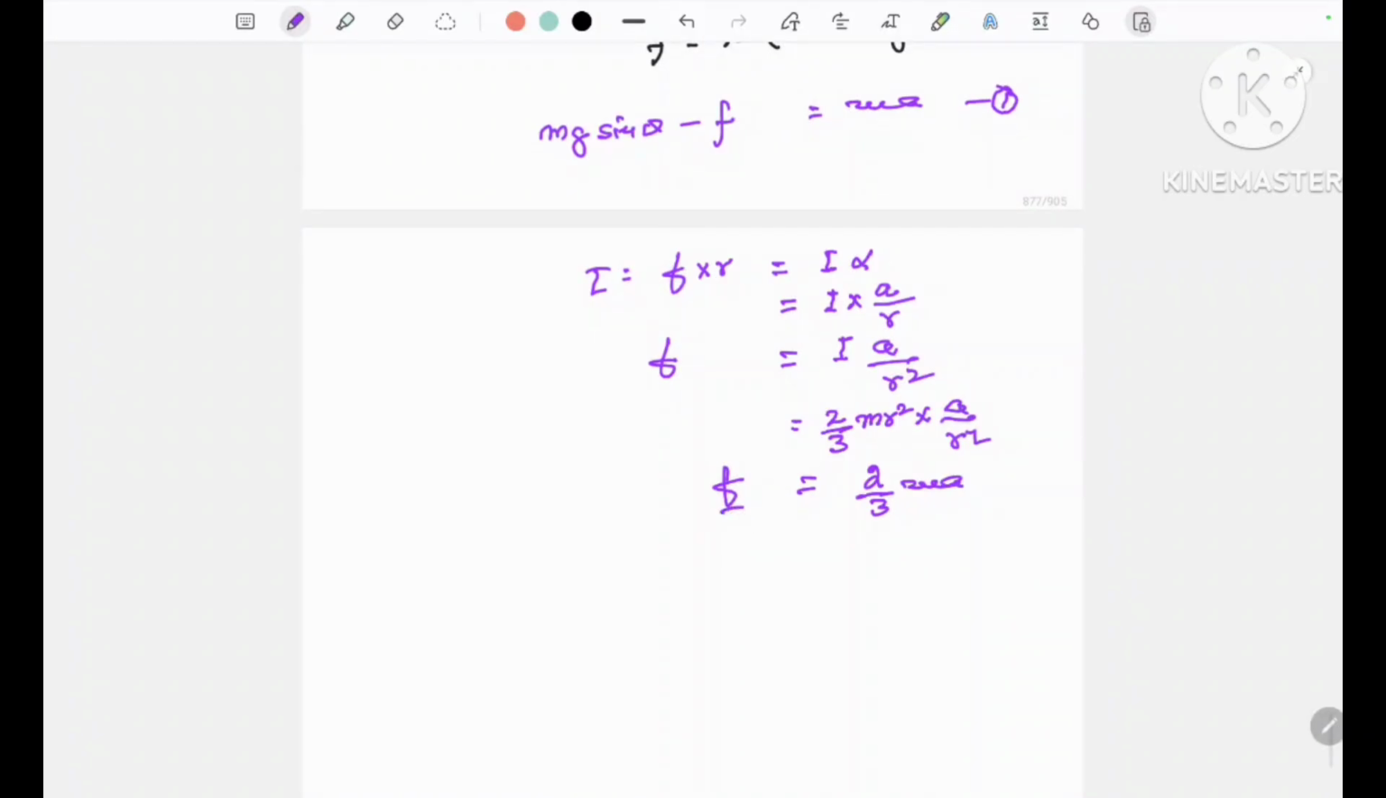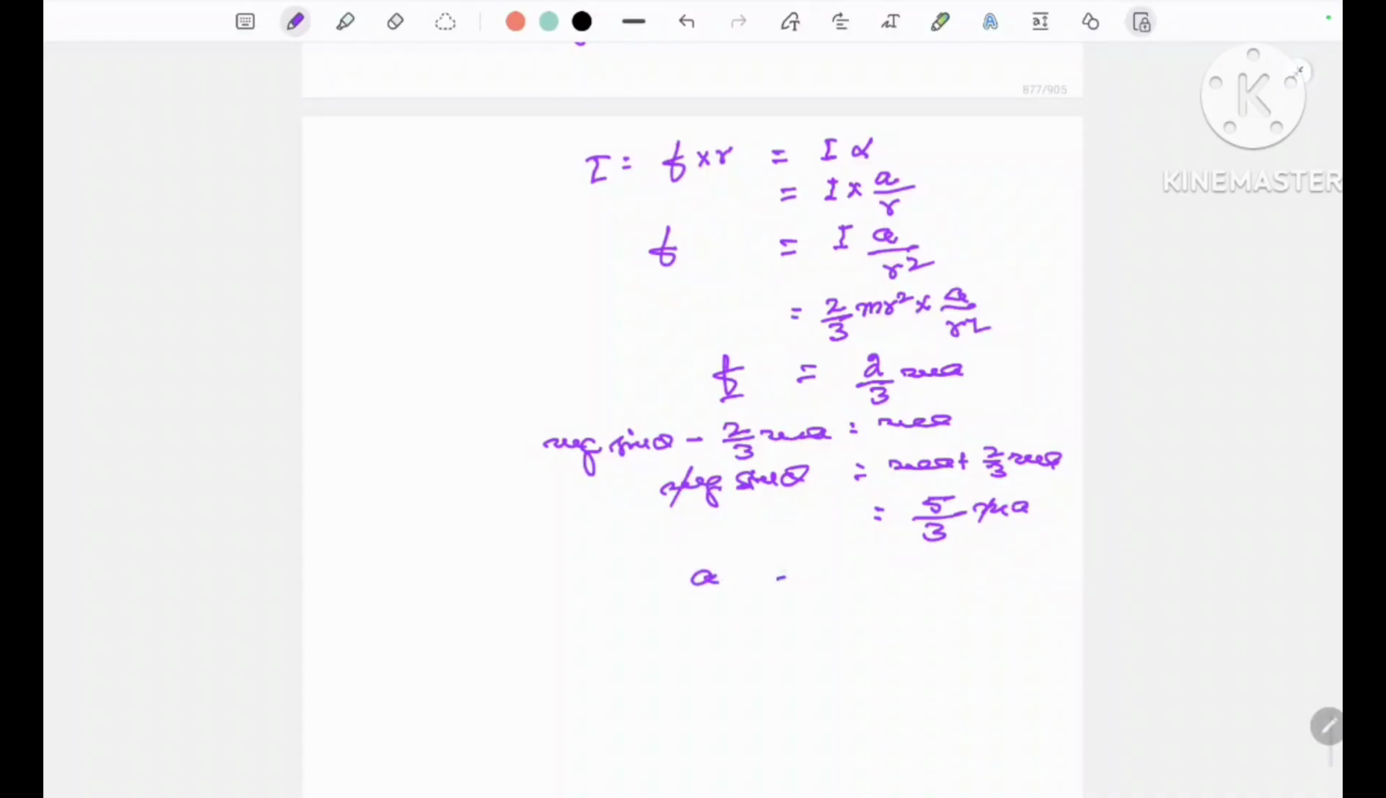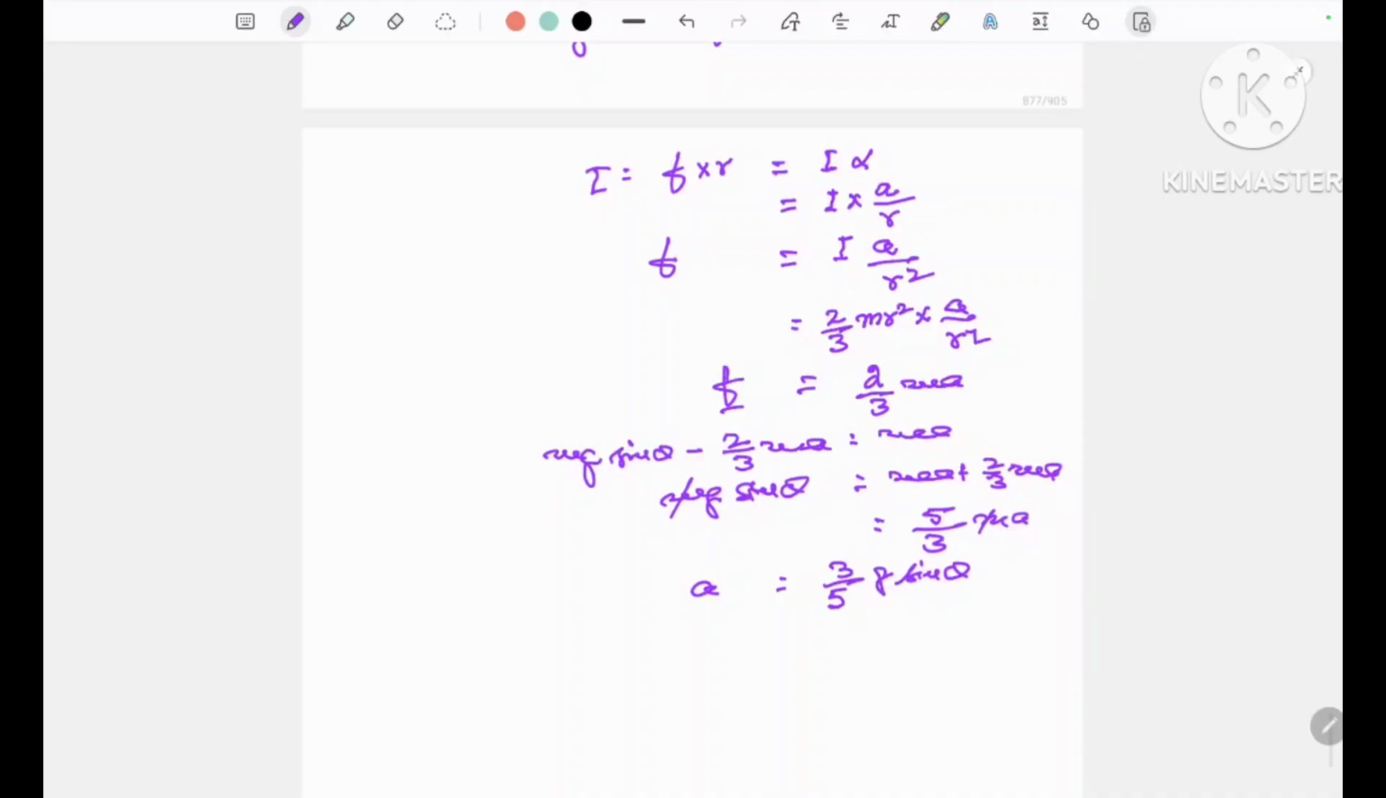Put this value of F in equation number 1. So mg sin theta minus 2 by 3 ma is equal to ma, or mg sin theta is equal to ma plus 2 by 3 ma, which is 5 by 3 ma. m cancels with m. So a is equal to 3 by 5 g sin theta. The acceleration will be 3 by 5 g sin theta.